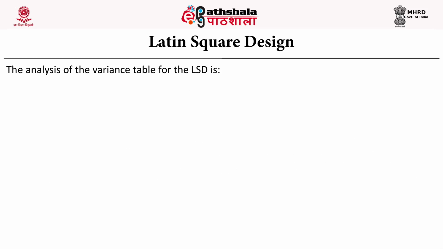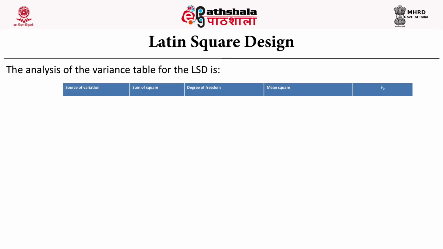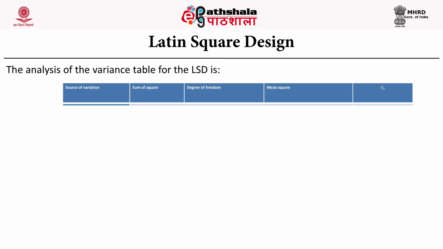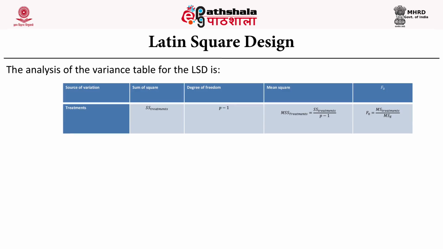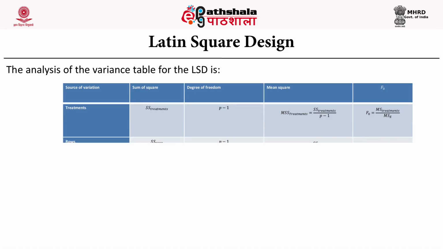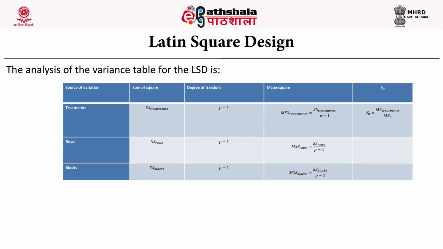The analysis of the variance table for the LSD is given here. In the first column we have the source of variation, and in the rows we have treatment, rows, columns, blocks, error terms, and, last, the totals.